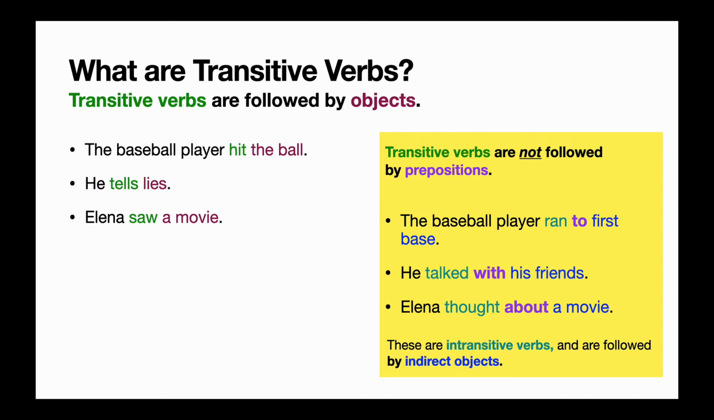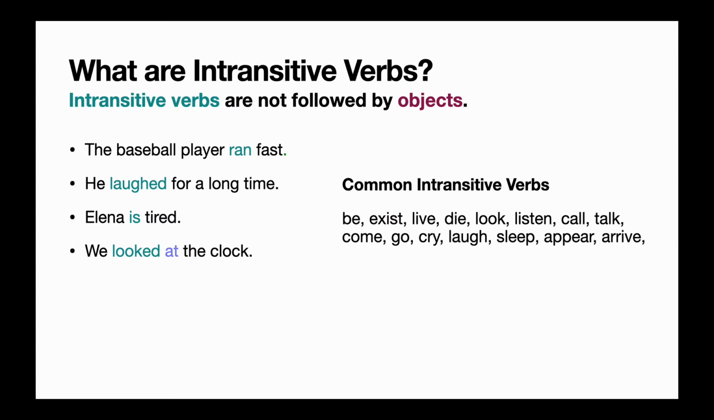Same with the second sentence, he talked with his friends. And the third sentence, Elena thought about a movie. Because of the prepositions, these are not transitive verbs. They are intransitive verbs. So, what are intransitive verbs? Well, intransitive verbs are not followed by objects.